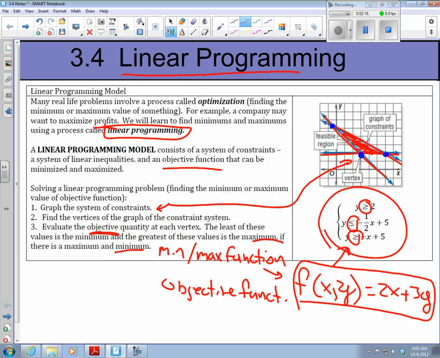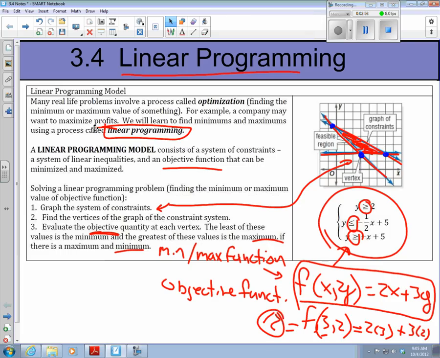What you do is you take your vertices and plug them in. This vertex here is 1, 2, 3. Looks like it is 3, 2. So I would say plug in 3, 2 into your minimum maximum function. It's 2x, and my x value is 3, so it'd be 2 times 3 plus 3 times y. Well, y is 2, so it's 3 times 2. This is 6 plus 6, which is equal to 12. When you plug in that point, you get 12. That might be the minimum, might be the maximum. I don't know. I'd have to evaluate the other vertices.